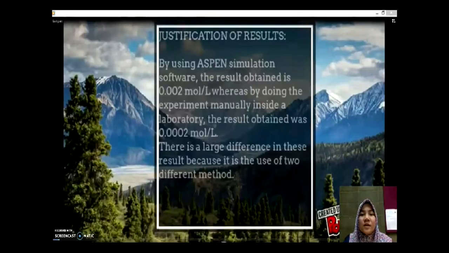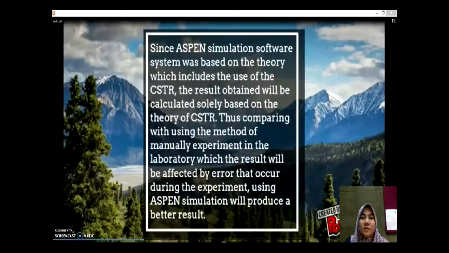For the justification of result, by using the Aspen software, the result obtained is 0.002 mole over liter. With further manual experiment, the result obtained is 0.002 mole over liter. So there is a large difference in this result. Because the Aspen software is based on the theory, so the result obtained is better than the manual experiment, because manual experiment had contained many errors.